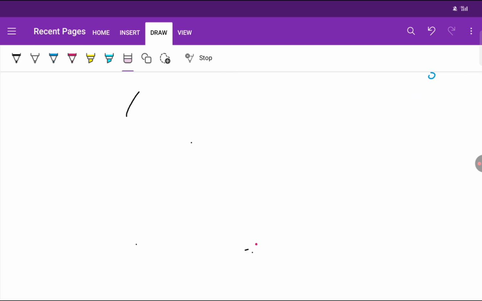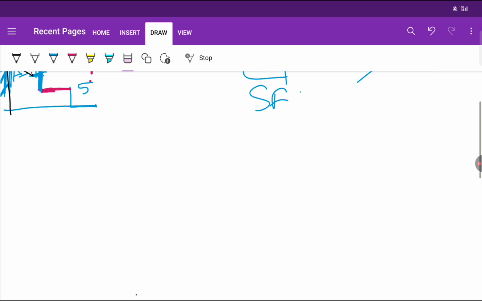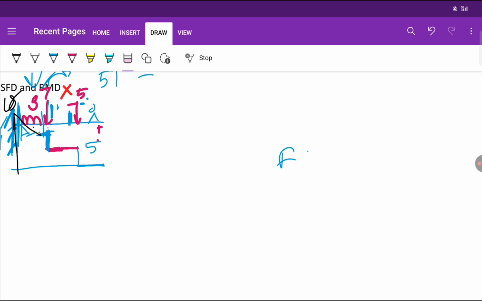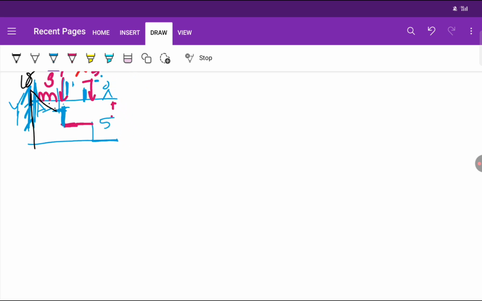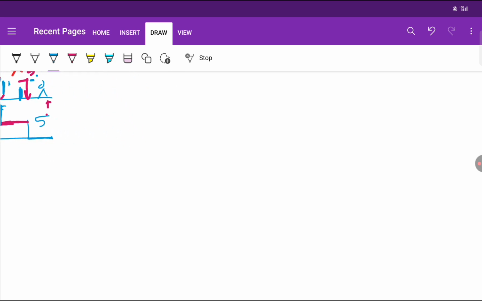So let us see the bending moment diagram. How will you draw the bending moment diagram? I will not apply a sign convention here. Well, you can apply a sign convention here, but I'm going to do this in a different approach. There is a formula, and I will prove it.